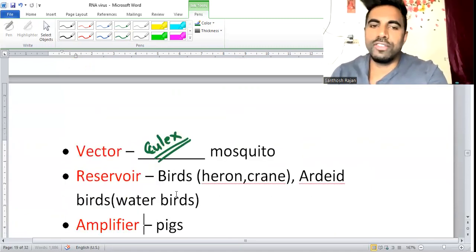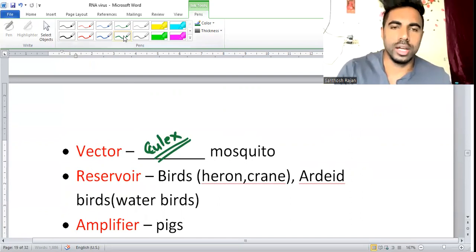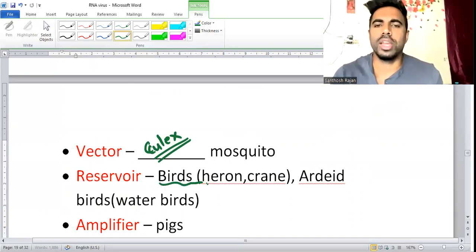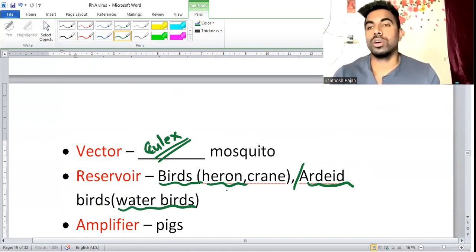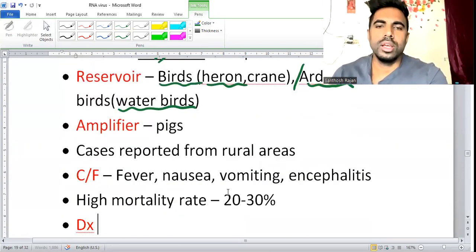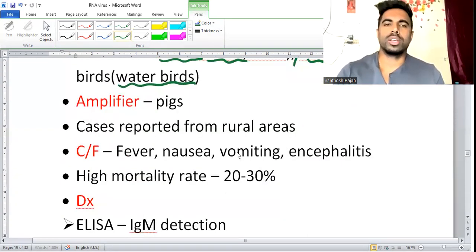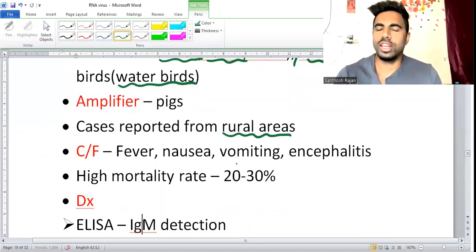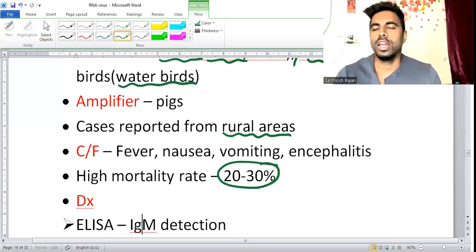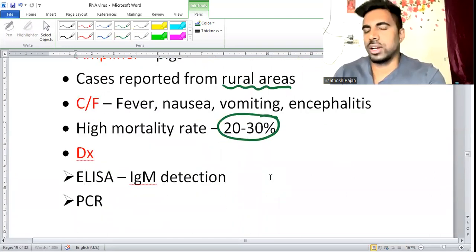The reservoirs are birds. Definitely birds. If you see, mostly the birds are heron, crane, egret. These are the birds. If you check on Google, you can see these birds' pictures. Basically, they're water birds. It's coming from them only. Okay, and it causes Japanese encephalitis. Amplifiers are pigs. Mostly the reported cases are from rural areas only. Symptoms will be, of course, nausea, vomiting, fever, and encephalitis. Mortality rate is definitely high, 20 to 30%. Okay. And the diagnostic part for any virus, again, same. ELISA or PCR. ELISA or PCR.